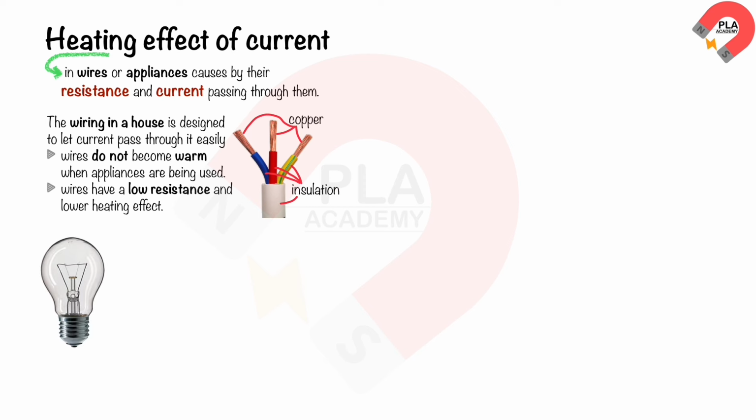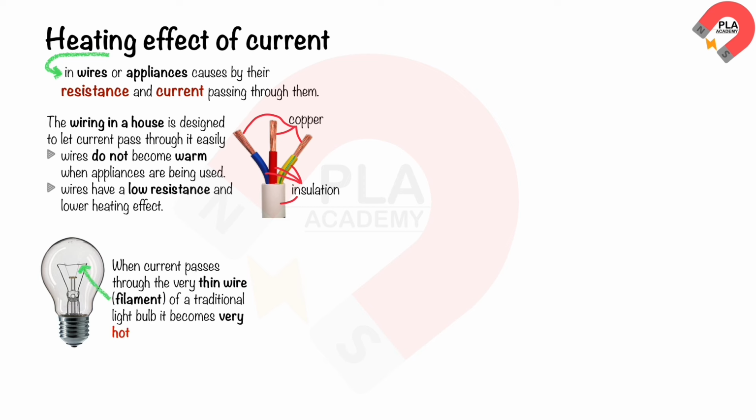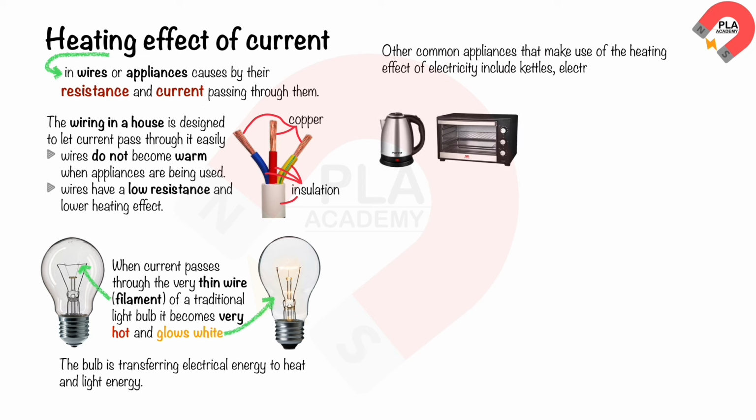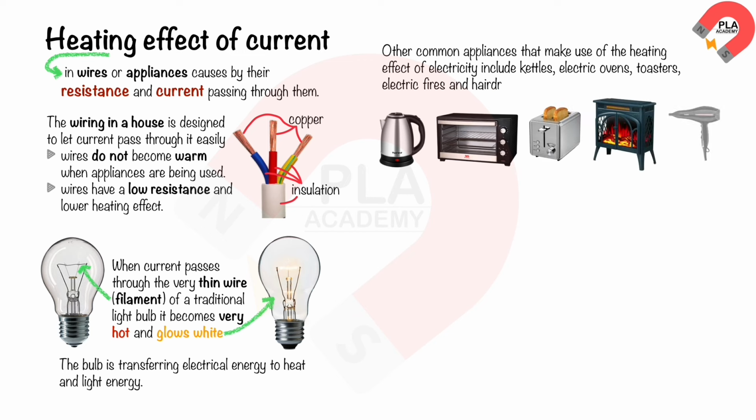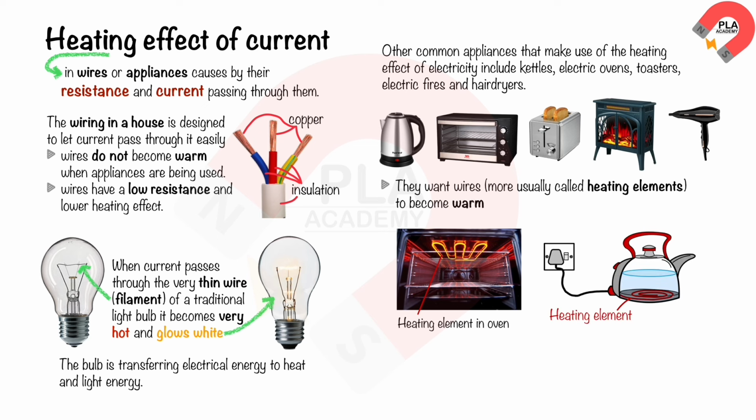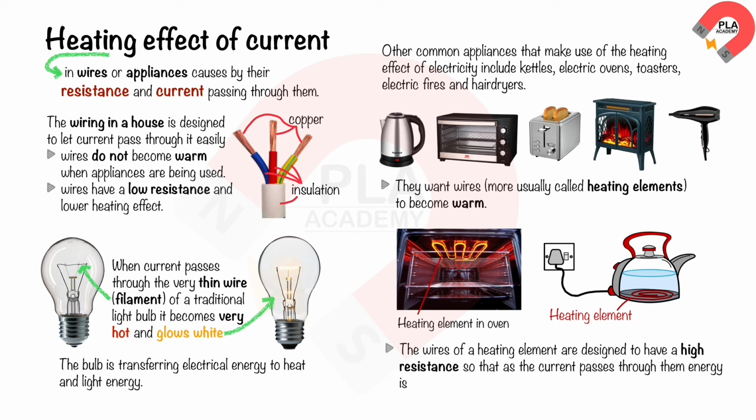A light bulb. When current passes through the very thin wire filament of a traditional light bulb, it becomes very hot and glows white. The bulb is transferring electrical energy to heat and light energy. Other common appliances that make use of the heating effect of electricity include kettles, electric ovens, toasters, electric fires, and hairdryers. They want wires, more usually called heating elements, to become warm. The wires of a heating element are designed to have a high resistance, so that as the current passes through them, energy is transferred and the element heats up.